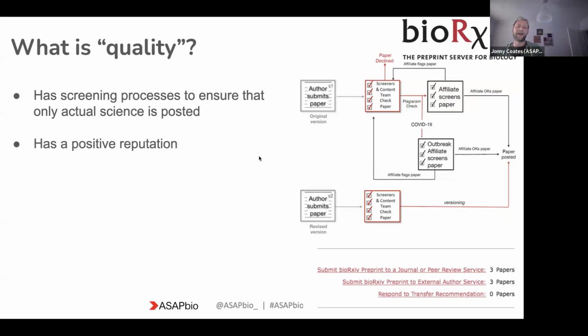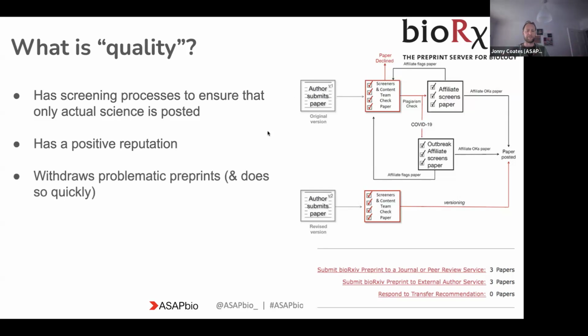Does the preprint server have a positive and a good reputation? This is fairly easy to judge by looking at who owns it or who uses it or what people say when they talk about it. bioRxiv has an amazing reputation. There are others that do not have as strong a reputation.